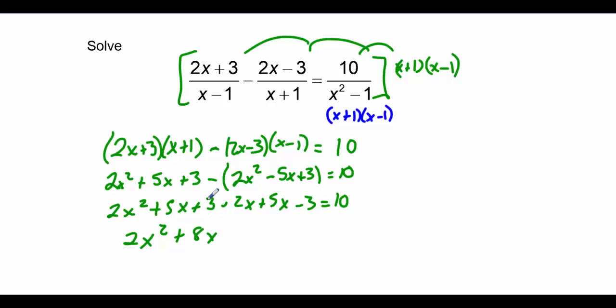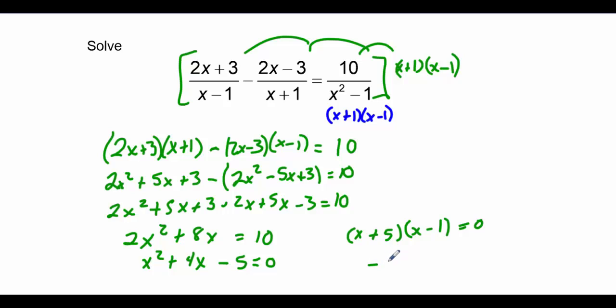And then the 3's go. So that's equal to 10. Next, I'll just take and divide by 2. So I have x squared plus 4x, and that's a 5, but I'll bring it over, and that subtraction is equal to 0. This is going to factor to x plus 5 and x minus 1 is equal to 0. So therefore, I have negative 5 and 1.